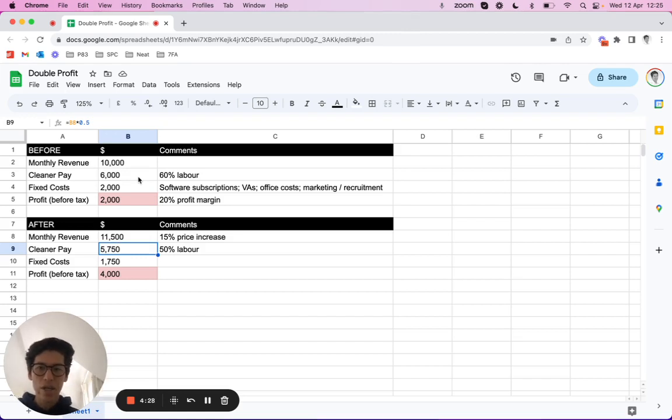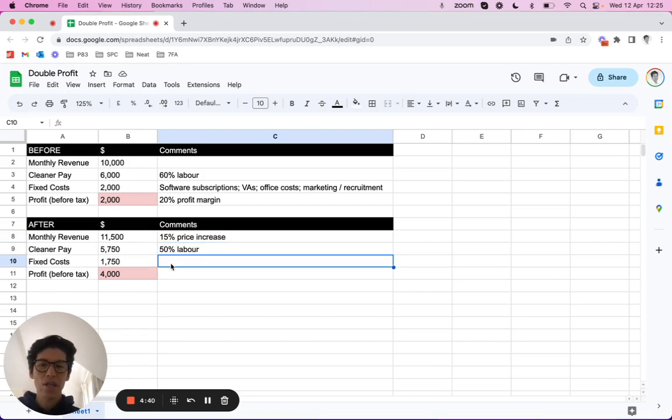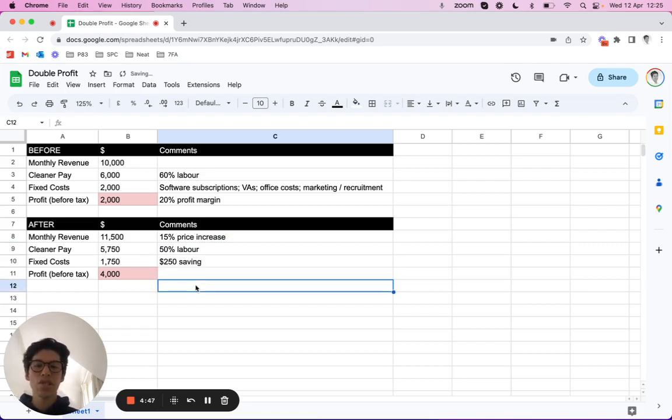So it's a slight tweak. We're increasing the prices slightly for our existing clients. We're reducing the amount that we're paying our cleaners from 60% labor to 50% labor. And then the third thing that we can do is try and find $250 in terms of savings.